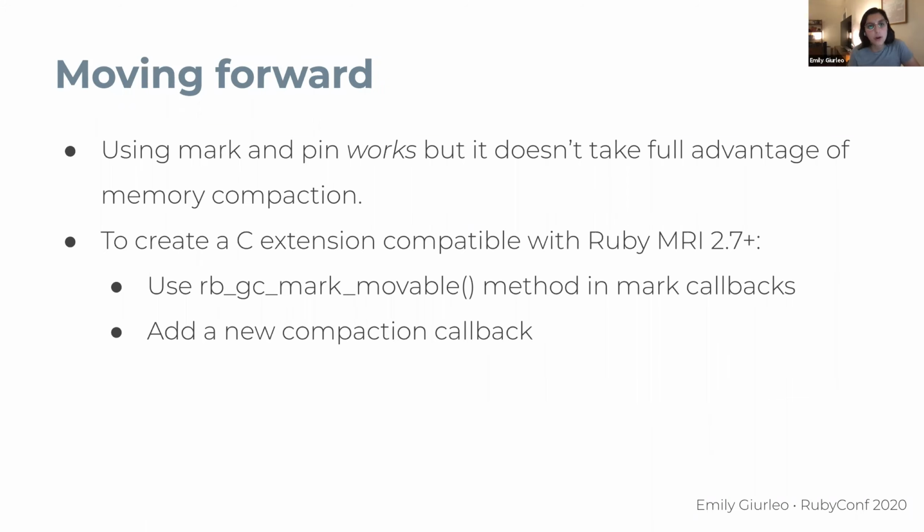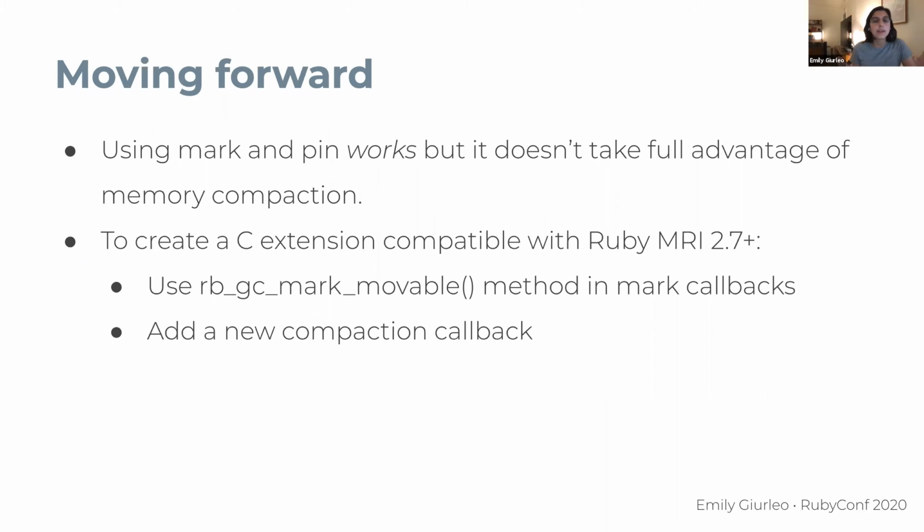What I've talked about so far is focusing more on how to make an existing C extension compatible with memory compaction, assuming you have had to support Ruby versions older than 2.7 and continue to have to support those Ruby versions.